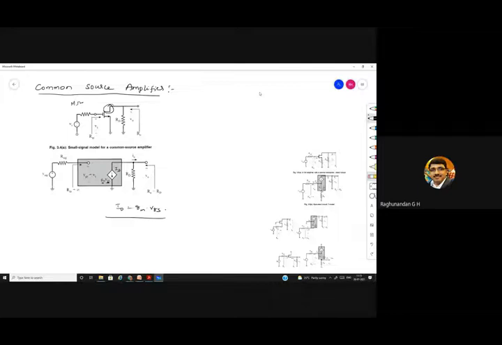Also, you should remember one thing. Whatever we are discussing here is an N channel MOSFET, so the arrow mark will be downwards. If you are taking the P channel, then the arrow mark will be upwards. That you should remember in this case.